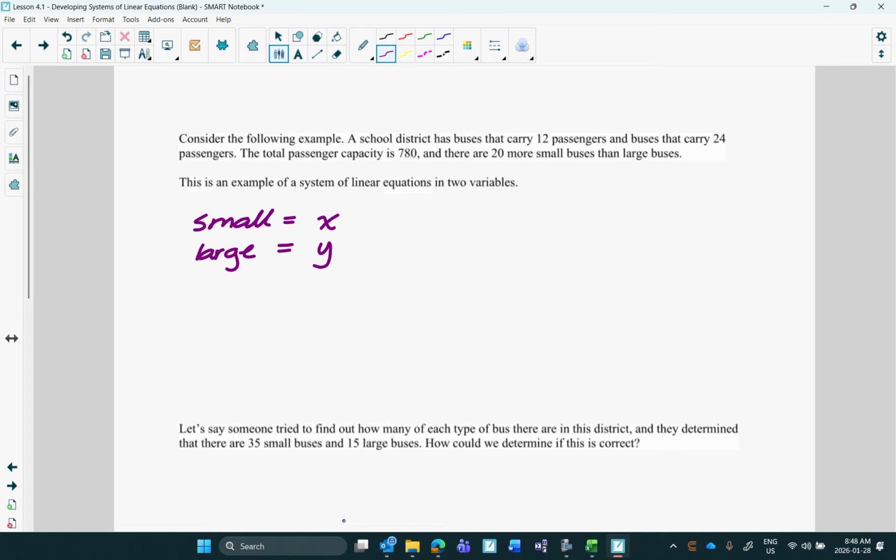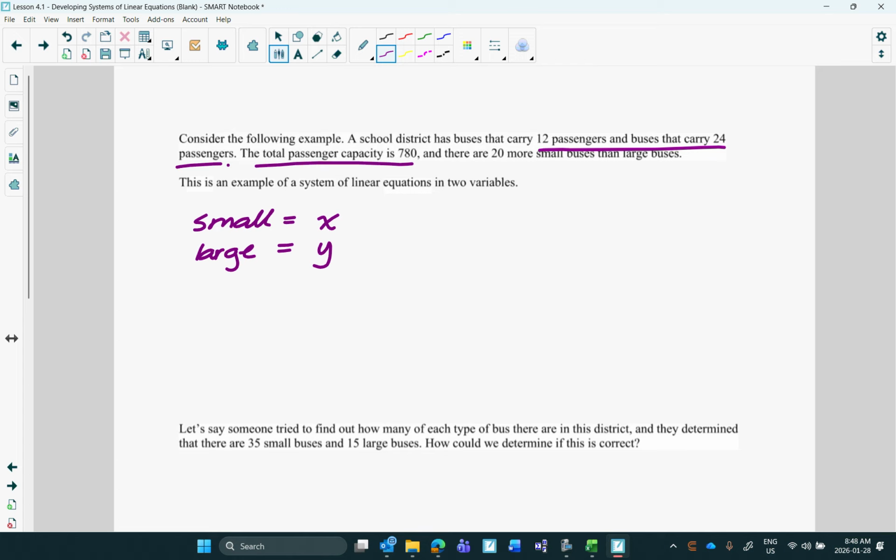So, we need to write 2 equations in order to help us figure out what X and Y are. You get the 2 equations from the problem. So we are told small buses carry 12, large carry 24. And the total capacity is 780. I can make an equation out of that. Okay?